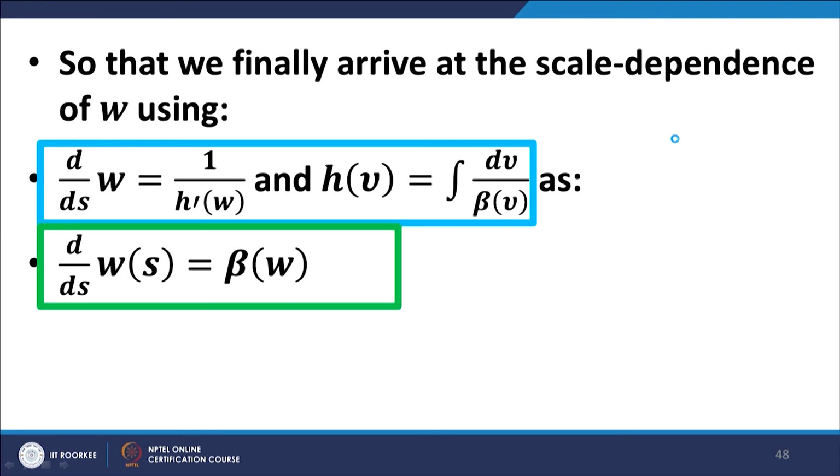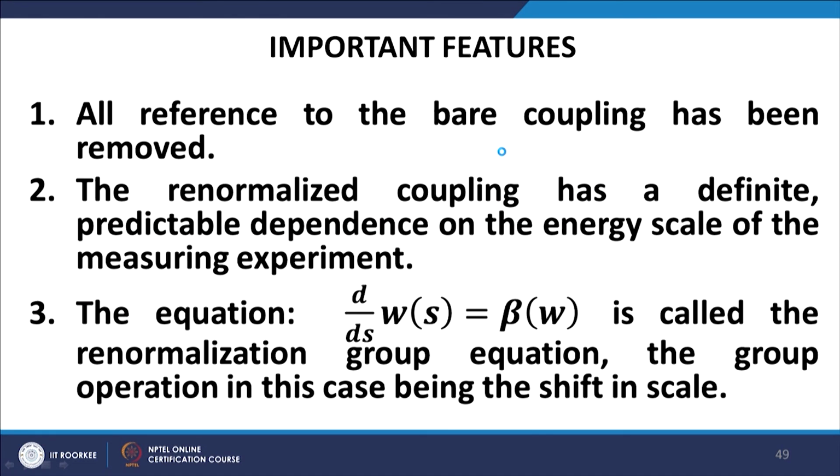So, we finally arrived at the scale dependence: dw by ds is equal to 1 upon h dash w. But h(v) is equal to the integral of dv upon beta(v), and therefore h dash w is nothing but beta(w). When you differentiate h(v) equal to this expression and put v equal to w, what we get is beta(w). So, d by ds of w(s) is equal to beta(w). So, all reference to the bare coupling has been removed.